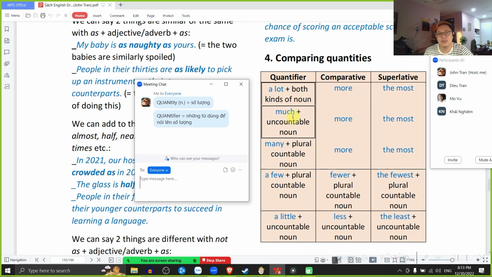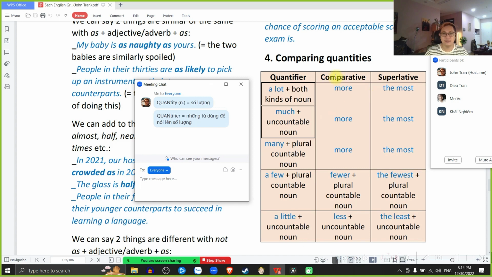But much plus uncountable nouns and many plus plural countable nouns. Much thì đi kèm với danh từ không đếm được, còn many thì đương nhiên đi kèm với danh từ đếm được số nhiều. A few, một ít gì đó. So a few will go with plural countable nouns and a little with uncountable nouns. Cái a few với few thì đi kèm với lại những danh từ mà đếm được số nhiều, nhưng mà a little thì đi kèm danh từ không đếm được.